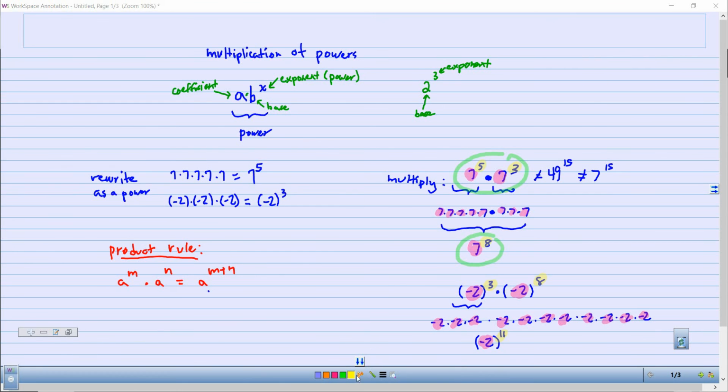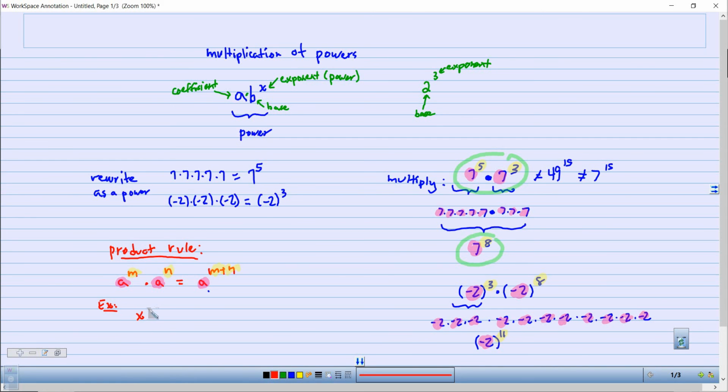Or if we do our color coding, our bases were a's. And then what did we do with these? We didn't multiply them. We added them, right? So I don't really have to know what the base is. I just have to know that the bases are the same. The bases have to be the same. So let's do some examples, shall we?